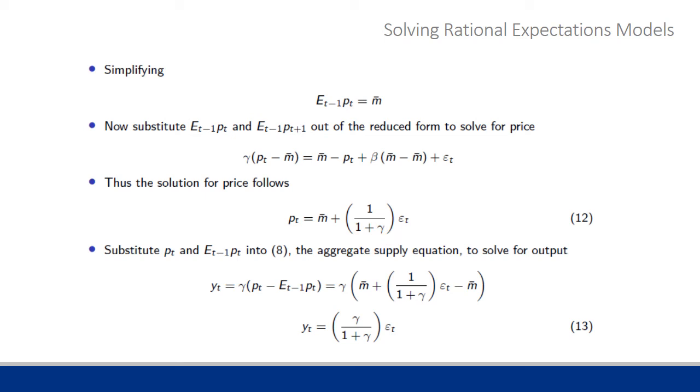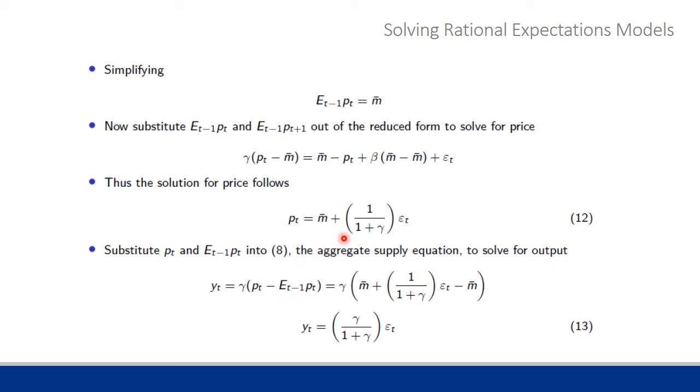Now we can use the solution for the expected price and the solution for the price and substitute these two solutions into the aggregate supply equation to solve for output. So our solution for output using the aggregate supply equation, y_t is equal to gamma (p_t minus E p_t). We replace both these with the solutions.